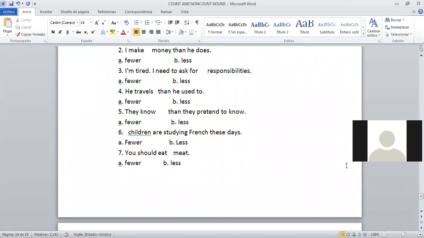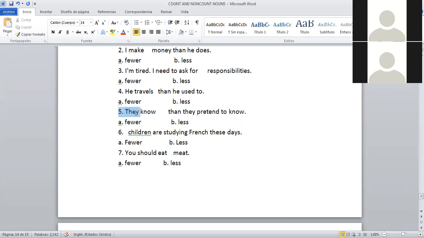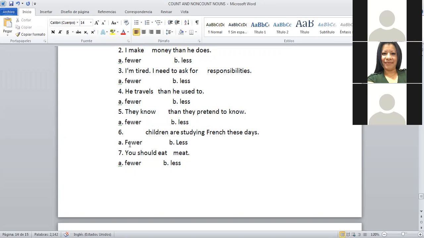Let's see. Vladdy. Number five. We are right here. They know less than they pretend to know. Very good. Nuria, very good. Number six. Fewer children are studying French these days. Fewer children are studying French these days.